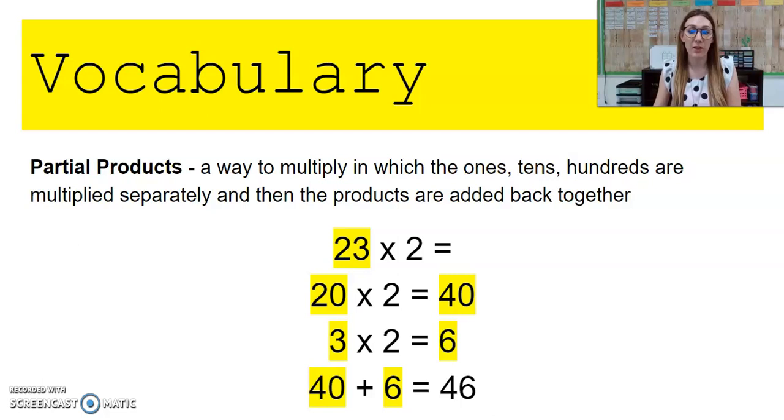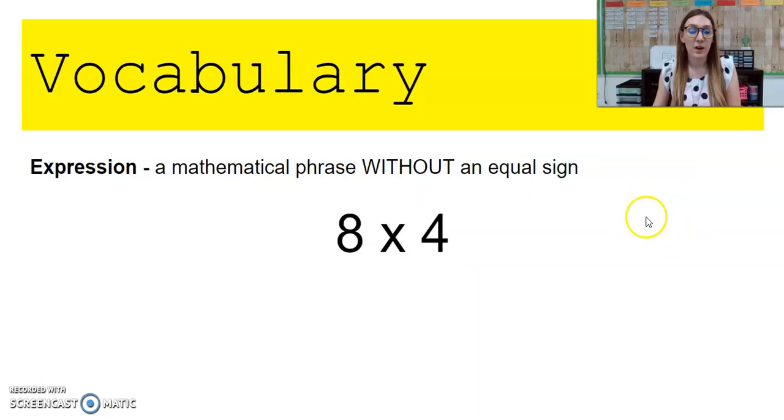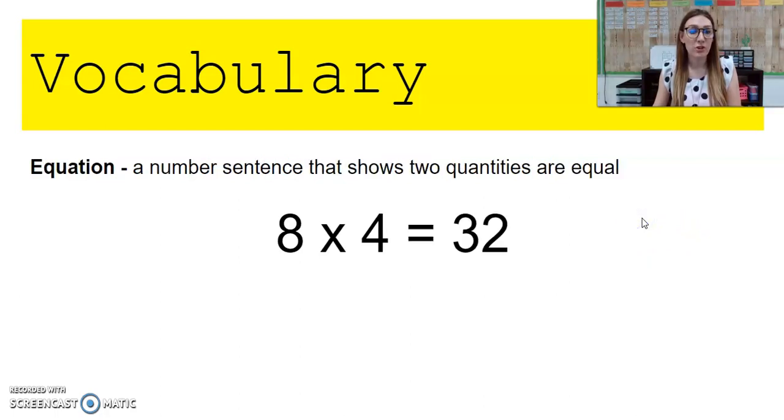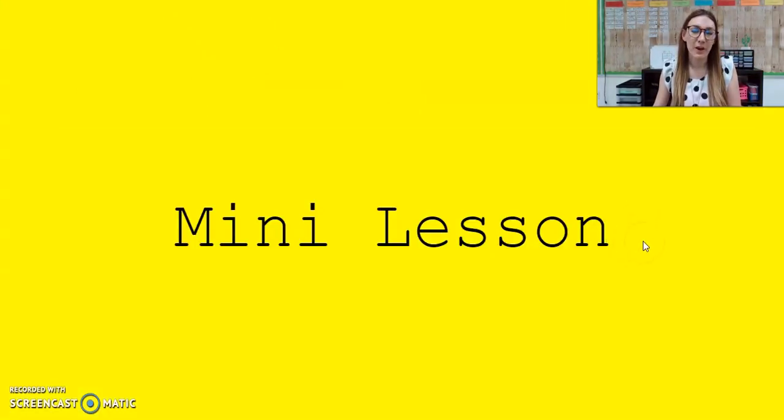are added back together. An expression is a mathematical phrase without an equal sign. An equation is a number sentence that shows two quantities are equal. So remember, equation has an equal sign. Equation, equal. All right, let's go ahead and get started in our mini lesson.